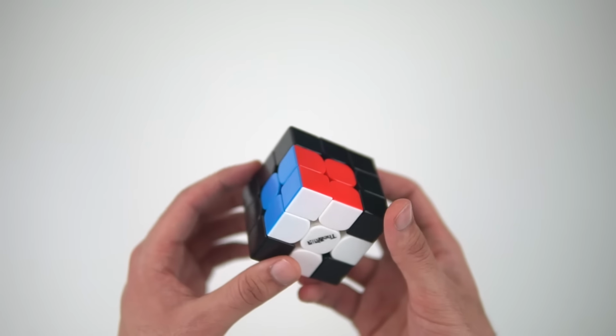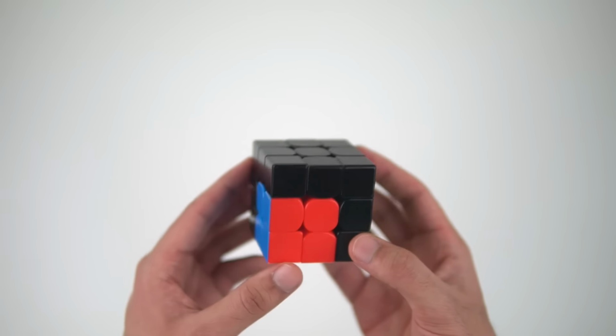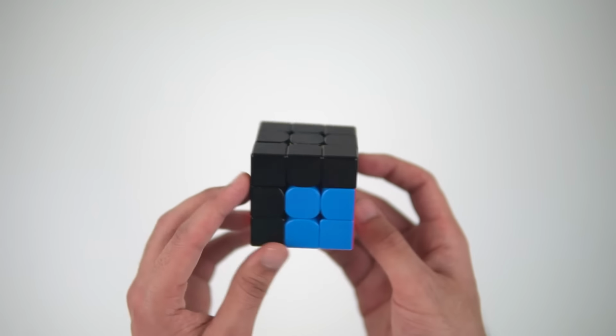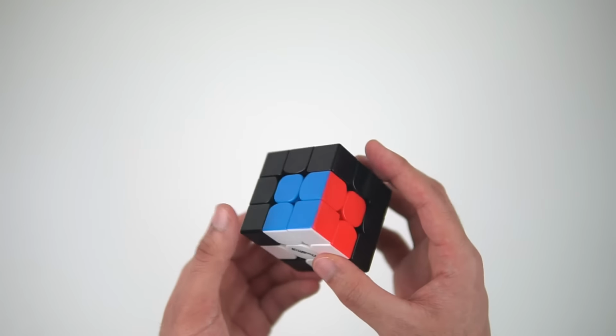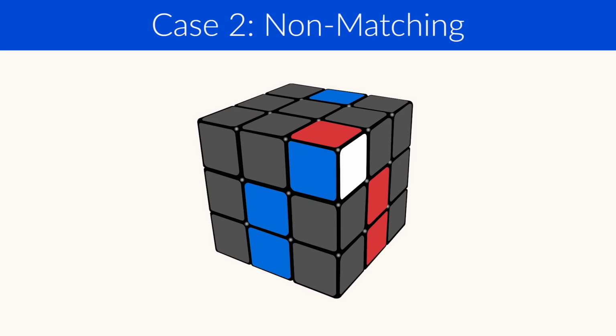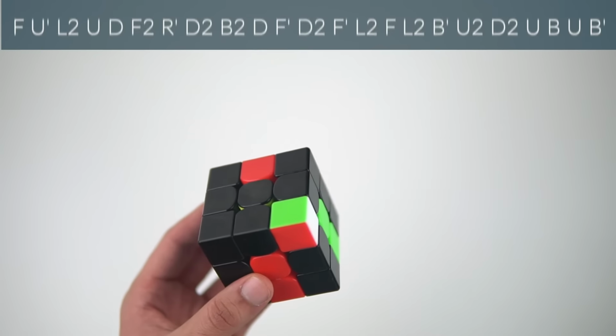If you found the part where we insert the pair into the slot confusing, don't worry, we'll be practicing that a lot more since it comes up in quite a few other cases, and it's always the same few moves. Now let's move on to number 2, the non-matching case. You're going to see the green and red pair like this. That's the one we're going to be solving now.